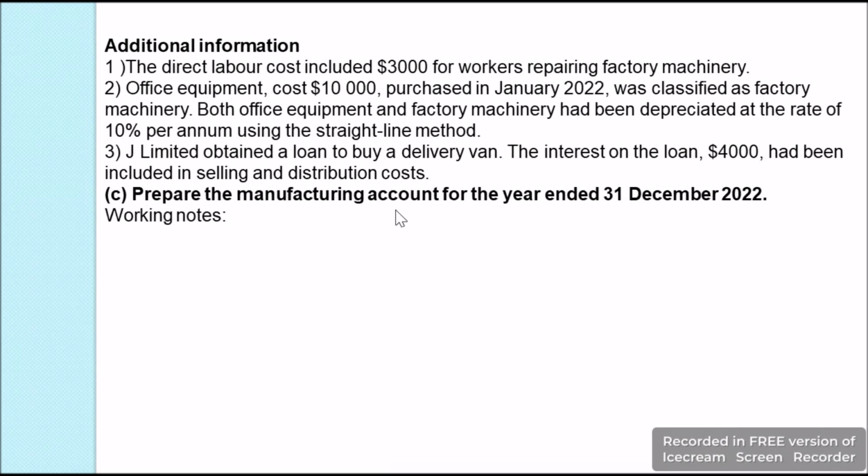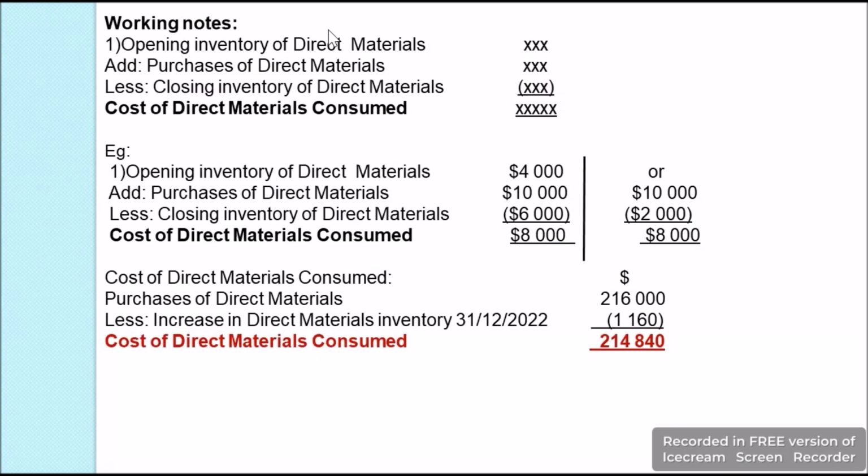In the C bit of the question, we are asked to make the manufacturing account for the year ended 31st December 2022. So we'll start with the working note. When we start making the manufacturing account, we first find the cost of direct material consumed, and for this we have a format. We start with the opening inventory of direct material, to this we add the purchases of direct materials, and from there we subtract the closing inventory of direct material, and we will get the cost of direct material consumed.